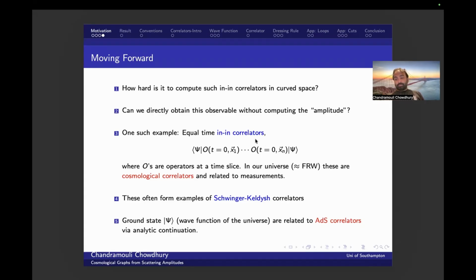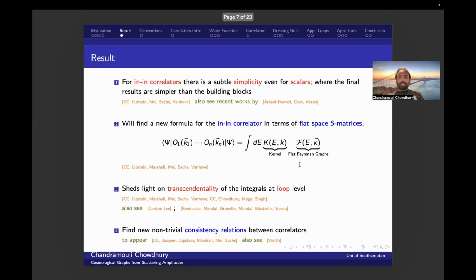For example, these are objects which appear when you're computing Schwinger-Keldysh correlation functions, and that gives you a good opportunity to study them. And even if you're not interested in those things, you might only be interested in studying these wave functions, or the state in which you evaluate these expectation values, and they are often related to AdS correlation functions by analytic continuation. Good. So let me just state the final result.